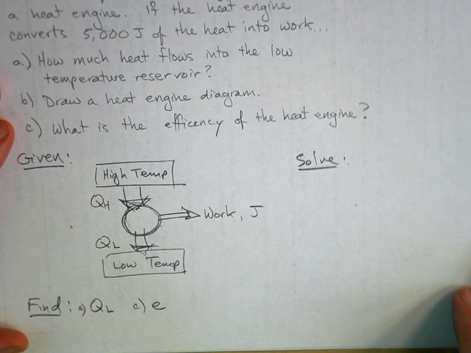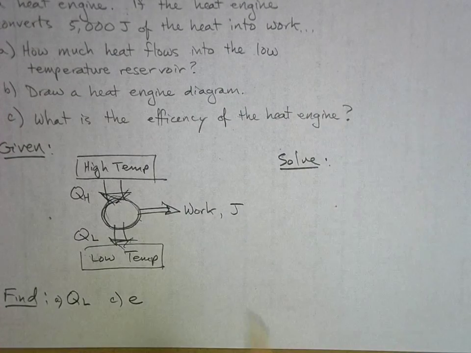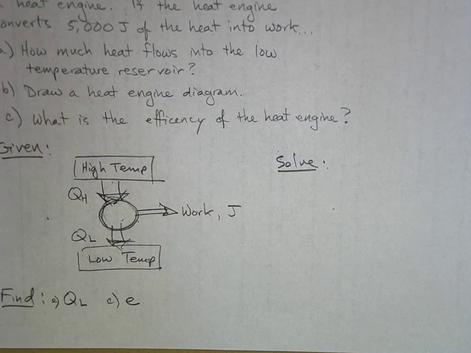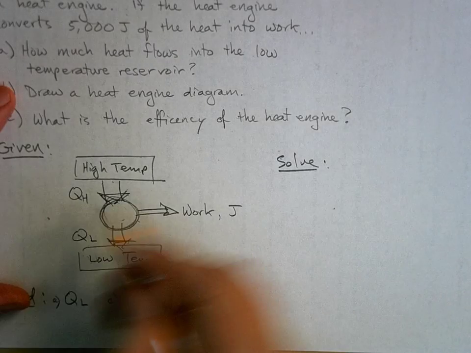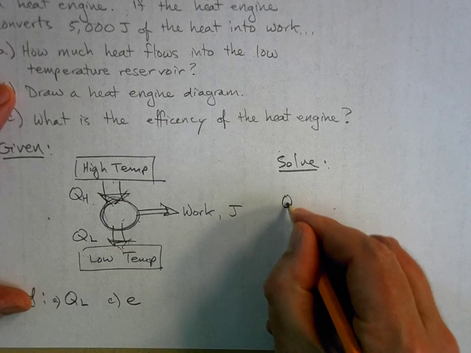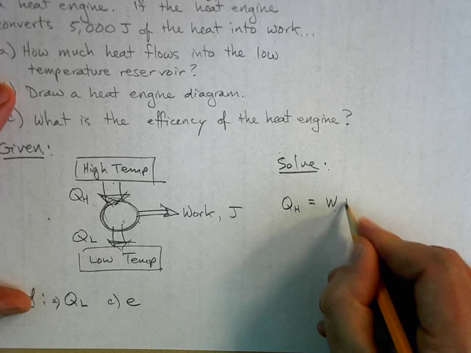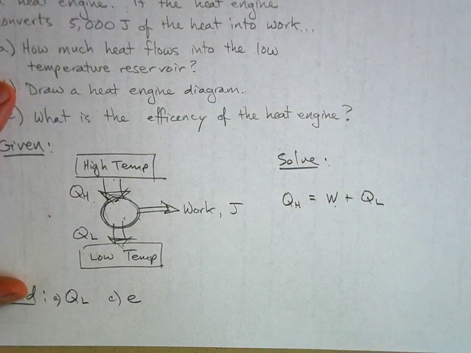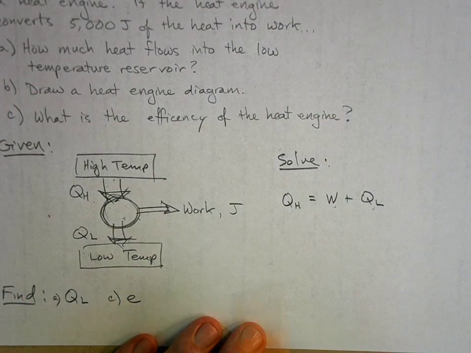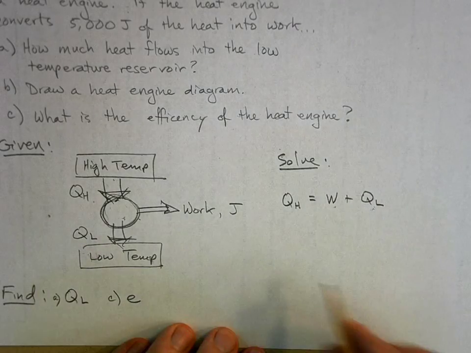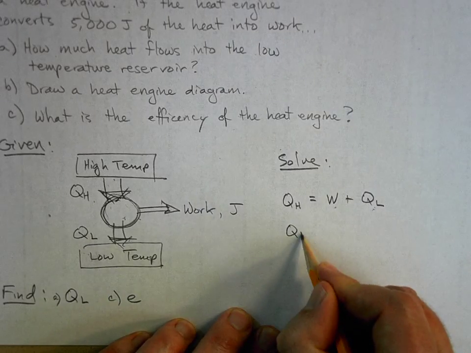Well, the first law of thermodynamics says that the energy that enters your heat engine has to be equal to the energy that leaves. A heat engine cannot create or destroy energy. It can only do different things with it. So the energy in equals the energy that flows out. Okay? So we want to know how much heat has to be flowing into the low temperature reservoir. So we solve for it.